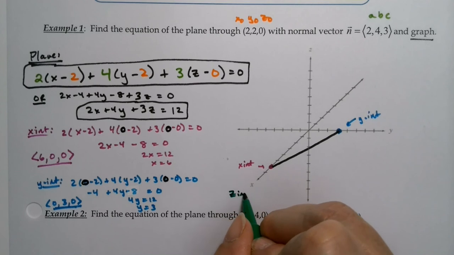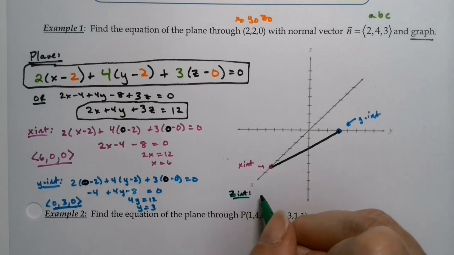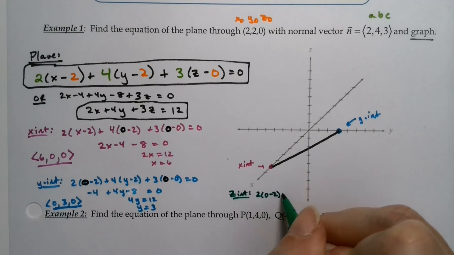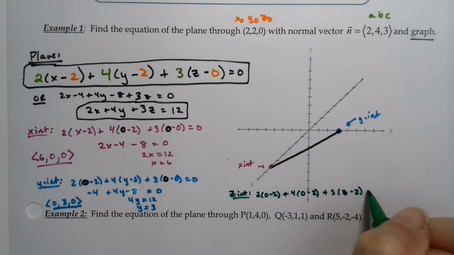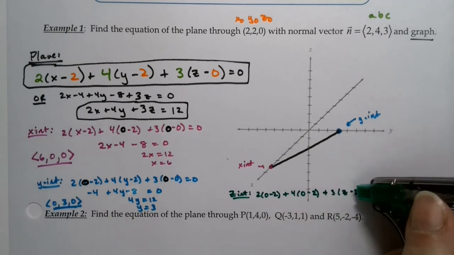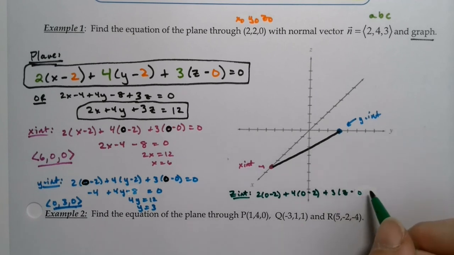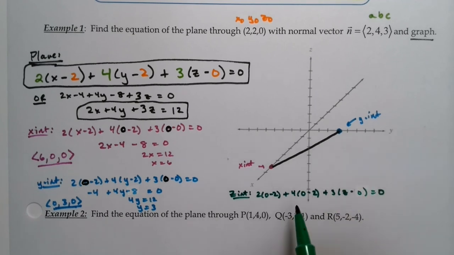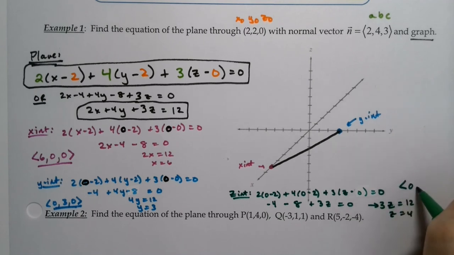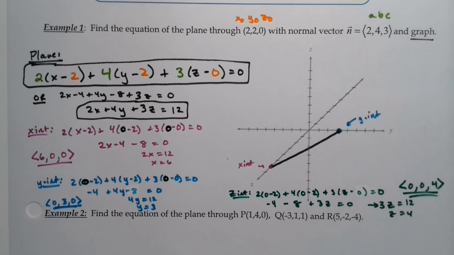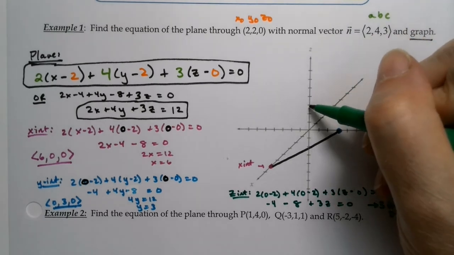So the z-intercept would be, you're putting in 0 for x and 0 for y. So it's 2 times 0 minus 2 plus 4 times 0 minus 2 plus 3 times z minus 0. There are so many minus 2's in there. Z minus 0 equals 0. And let's see, this is negative 4 minus 8 plus 3z equals 0. So sure enough, 3z will be equal to 12. Z is equal to 4. So it's 0, 0, 4 is your z-intercept. So I'm going to put that right here. 1, 2, 3, 4, right there.